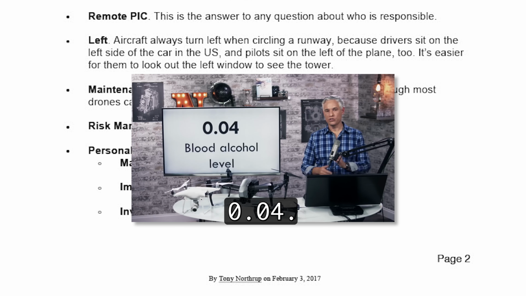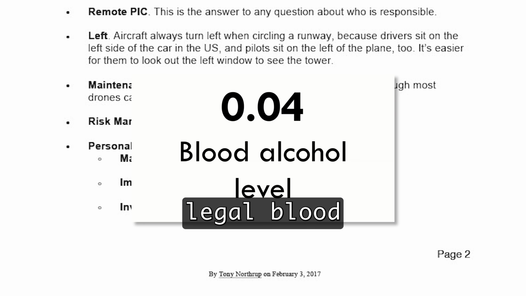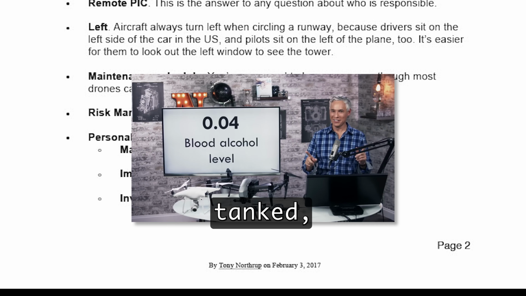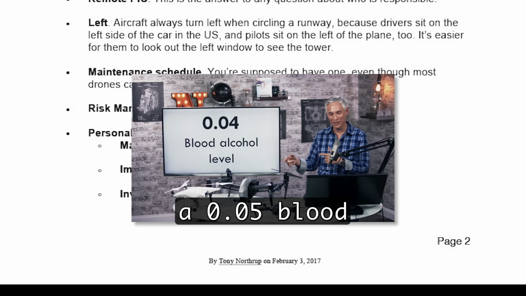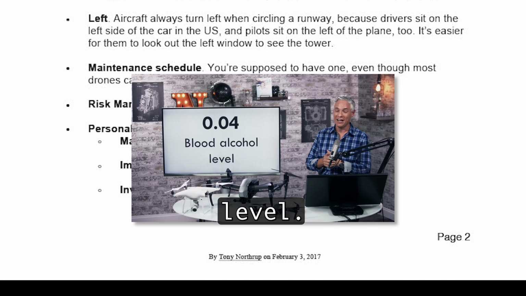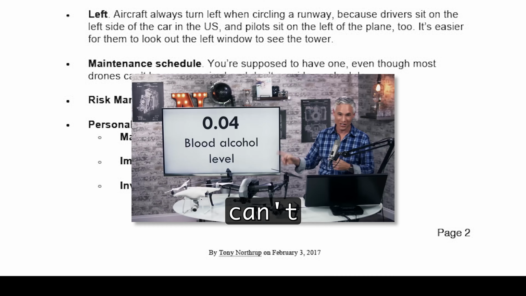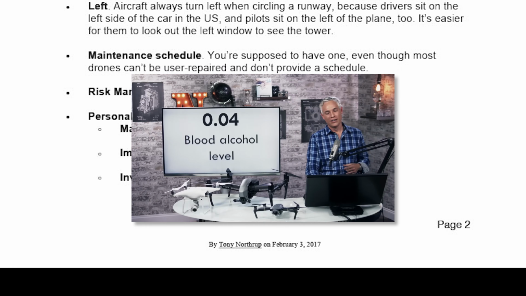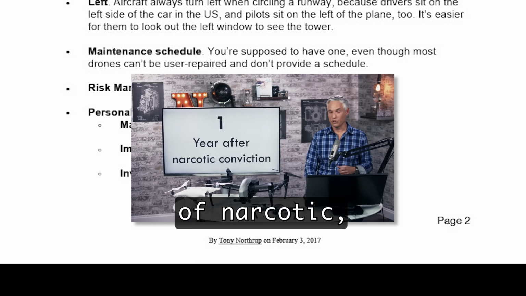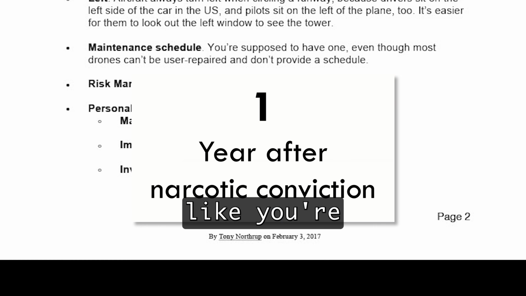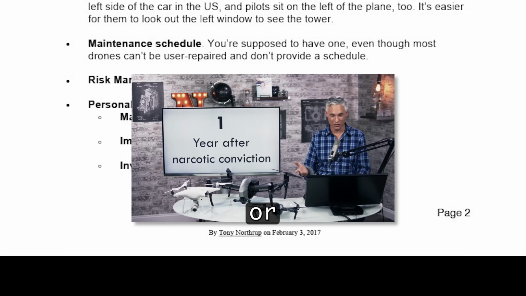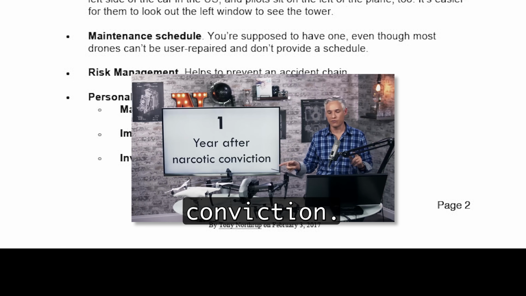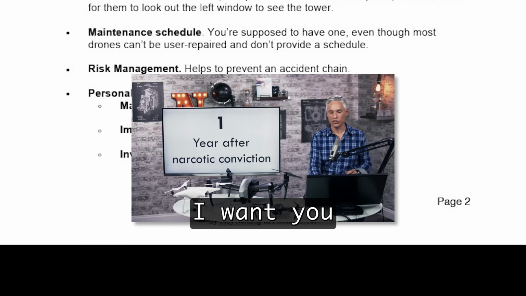Another number you need to know, 0.04. That's the legal blood alcohol level. Maybe 8 hours ago, you got super tanked, and then 8 hours later, you still have a 0.05 blood alcohol level. First, my hat's off to you, but you still can't legally fly that drone. You got to wait for your BAL to come down a little bit. And if you get convicted of some sort of narcotic thing, like you're growing marijuana or something, you have to wait 1 year after that final conviction. Not when you get arrested, but your final conviction. 1 year, that's the number I want you to know.